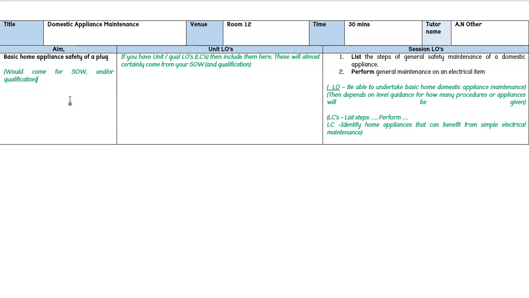Okay. And if you were taking a learning outcome or learning criteria from a unit or a qualification, then you would be making your session outcomes constructively aligned to those. So if you complete everything that's in your session, it would meet that particular outcome or criteria that you've taken. So I've got here: list the steps of general safety maintenance of a domestic appliance, and perform general maintenance on an electrical item. In my opinion, if those two session objects are met, then the aim will be met as well. So therefore, that's successful alignment.